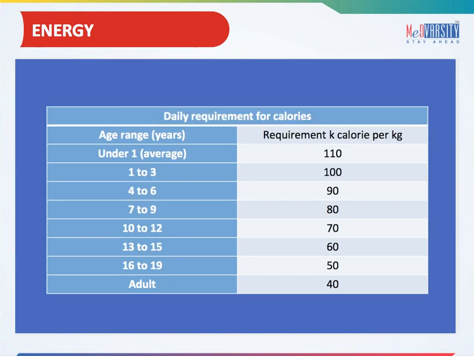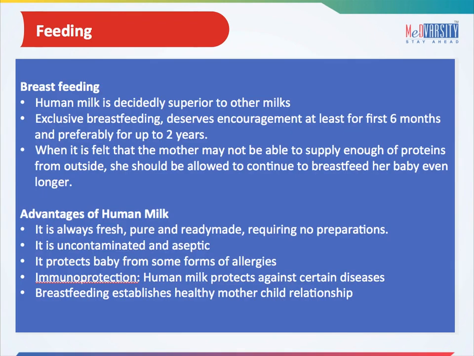Daily requirement for calories. Age range in years, requirement in kcal per kilogram. Under 1, average, 110. 1 to 3, 100. 4 to 6, 90. 7 to 9, 80. 10 to 12, 70. 13 to 15, 60. 16 to 19, 50. Adult, 40. Feeding. Breastfeeding. Human milk is decidedly superior to other milks.